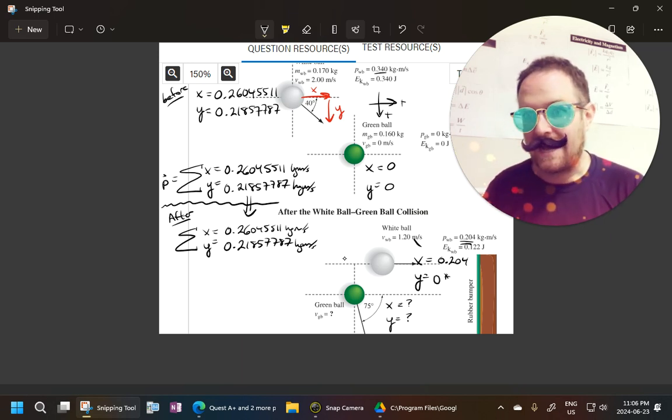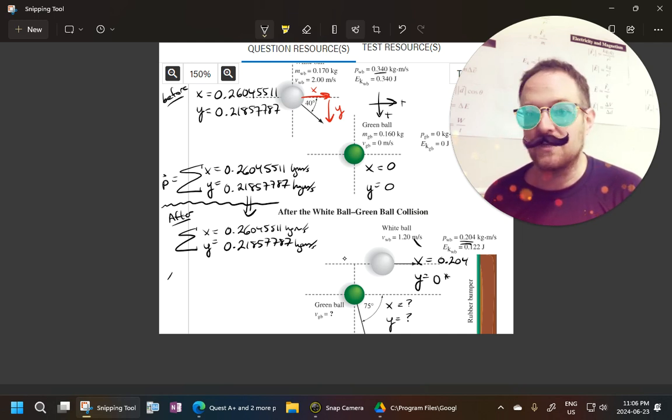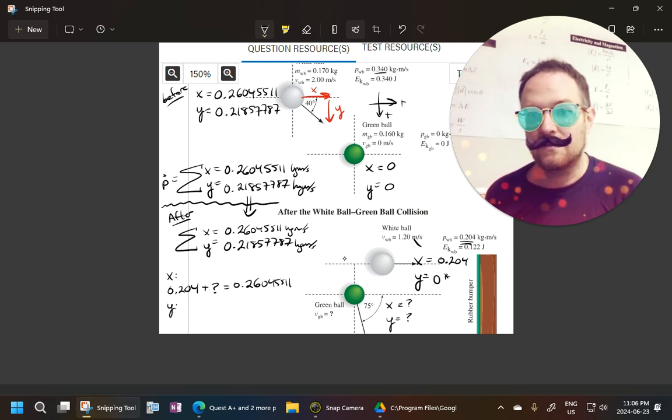I know what they should add up to, right? So what I'm going to do, just on the side over here, I'm going to write out a couple of equations. So this is my x1. So I know that 0.24 plus whatever has to end up being 0.26045511. Then my y component is going to be kind of the same idea.